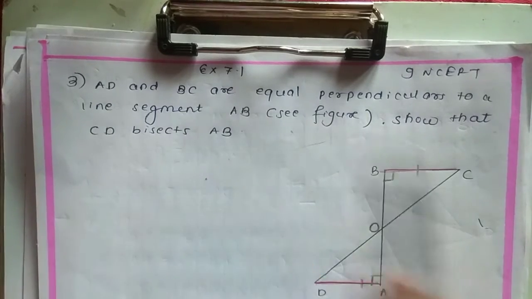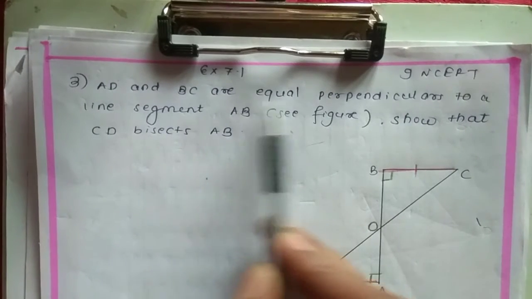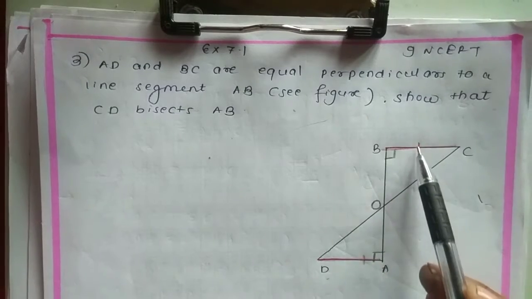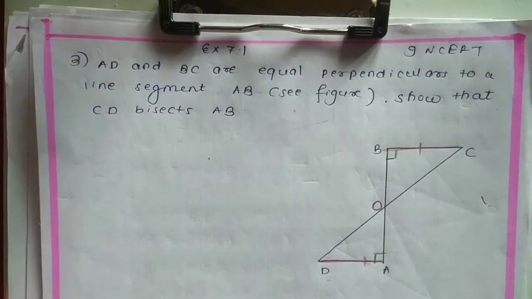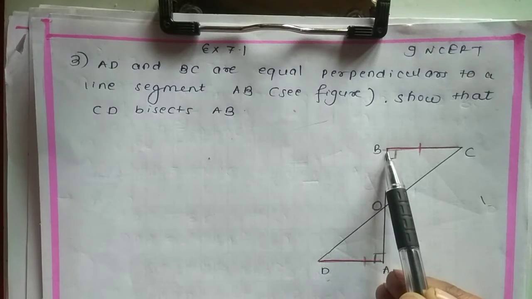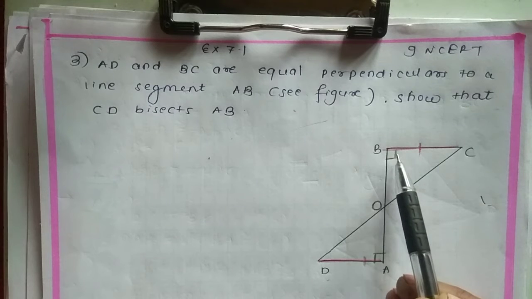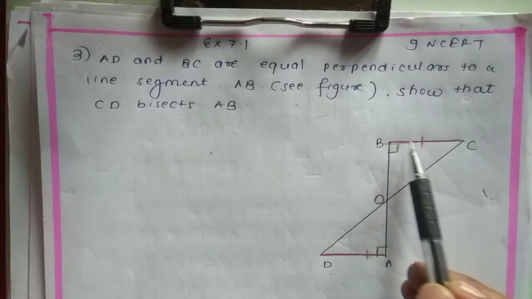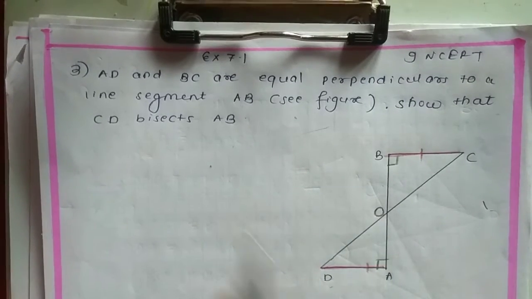So AD and BC are two equal perpendiculars. The measurement of AD is equal to the measurement of BC. That's why it is shown with the same equal mark, to the line segment AB. Whenever two line segments are perpendicular to each other, they form an angle, and it will be a right angle. So AD is making a right angle with AB and BC is making a right angle with AB, and BC and AD are equal. So these are the two given things.